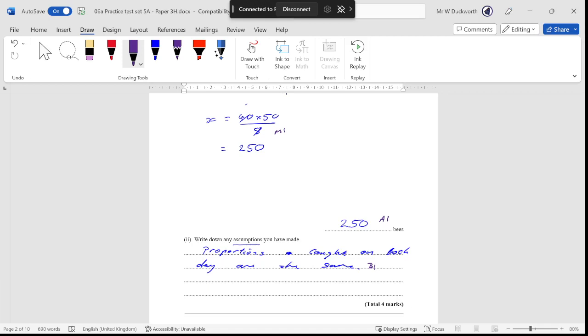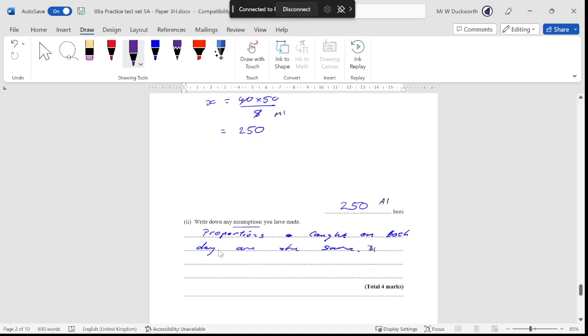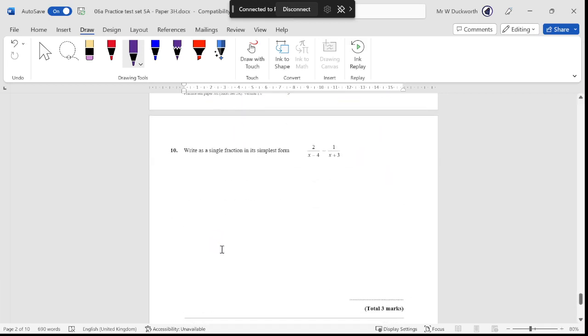For question 10 then, write as a single fraction in its simplest form, 2 over x minus 4 minus 1 over x plus 3. Well, we need to put both fractions over the same denominator, which is going to be found by multiplying them together. So I will often combine them straight away. You can write them as 2 separate things, but it means you've got to write the denominator twice, which I found a bit of a pain.